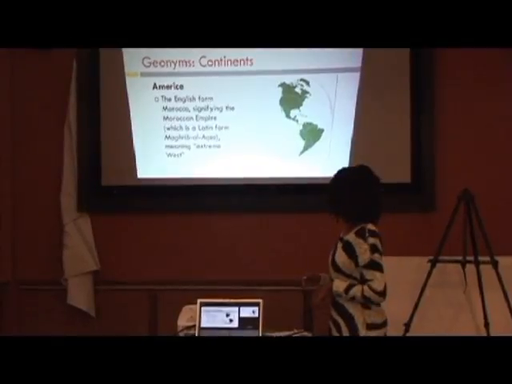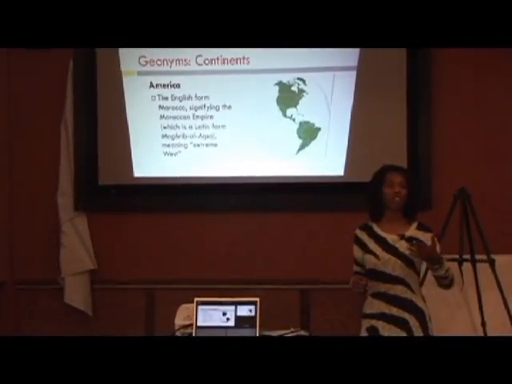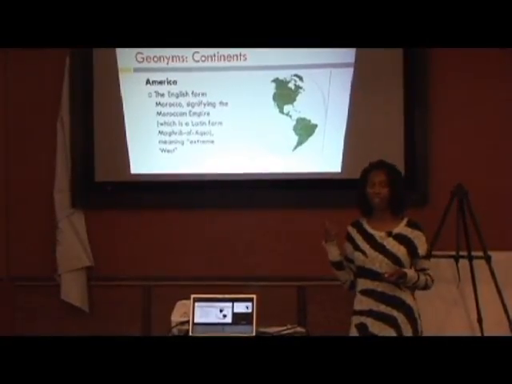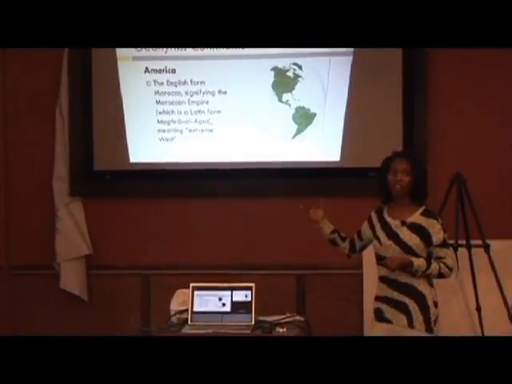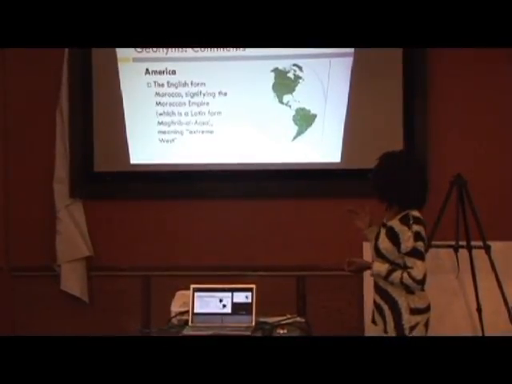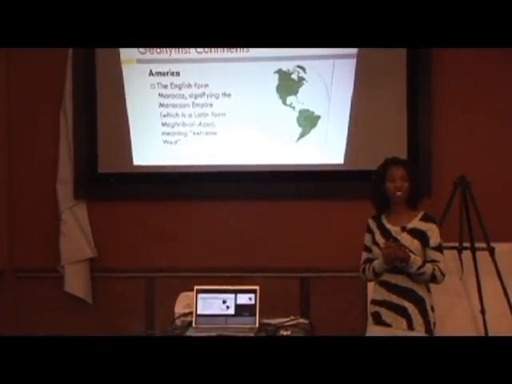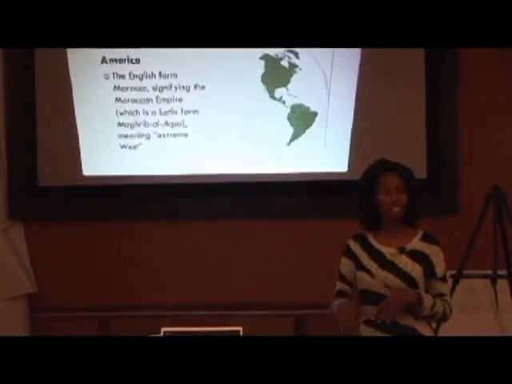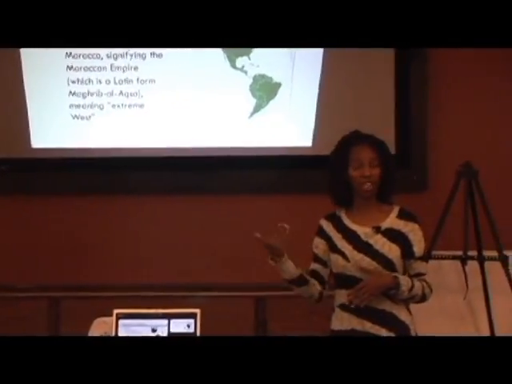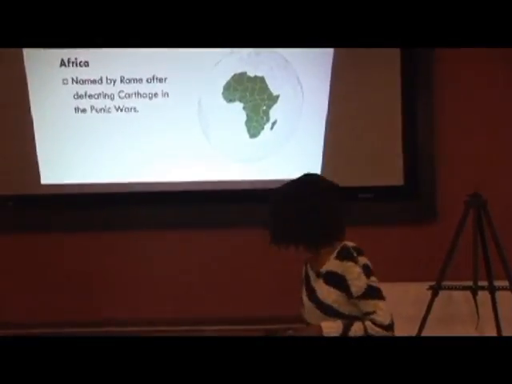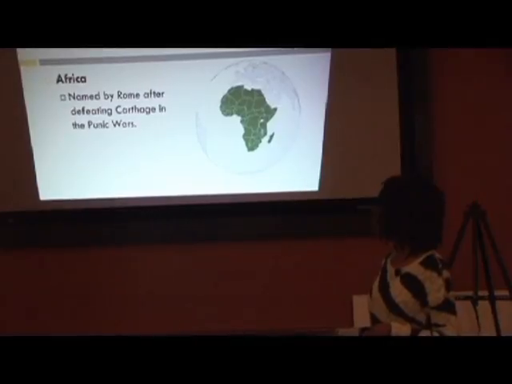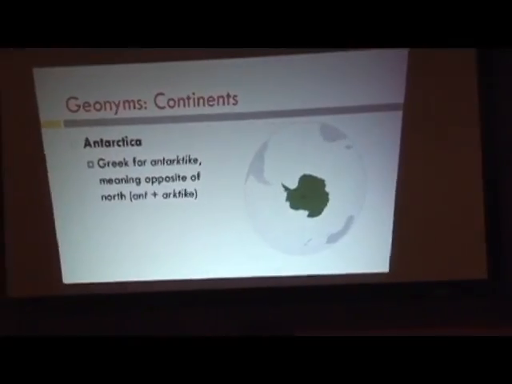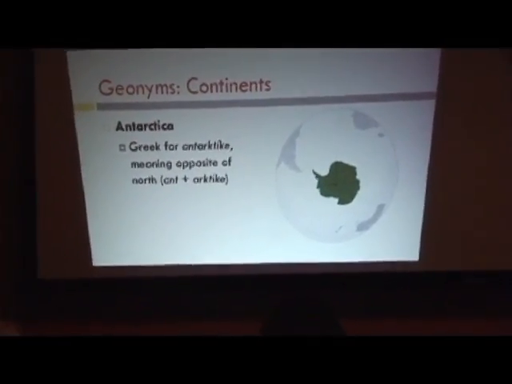First, the continents. America, that is one that, if there's any continent name that we have talked about, it would be America. And we know that America, same as Morocco, same as Maghrib, which means the extreme west. Maghrib al-Aqsa, the extreme west. So that's the etymology of the continent entitled America. Africa, named by Rome after defeating Carthage in the Punic Wars. Africa. Antarctica, Greek for Antarctic, meaning opposite.